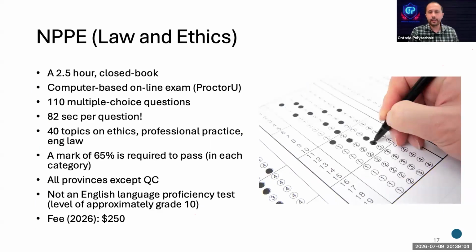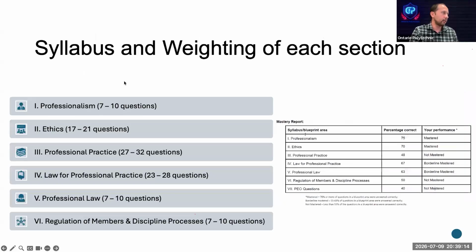MPP is a law and ethics exam. This is a multiple choice exam, 2.5 hours, closed book. They ask you 7 categories: professionalism, ethics, law, basically law and ethics. It's a little bit tricky exam because the time is very limited. In 2.5 hours, they ask you 110 questions, so you have to prepare well for that exam too. And we have a preparation class at Ontario Polytechnic.